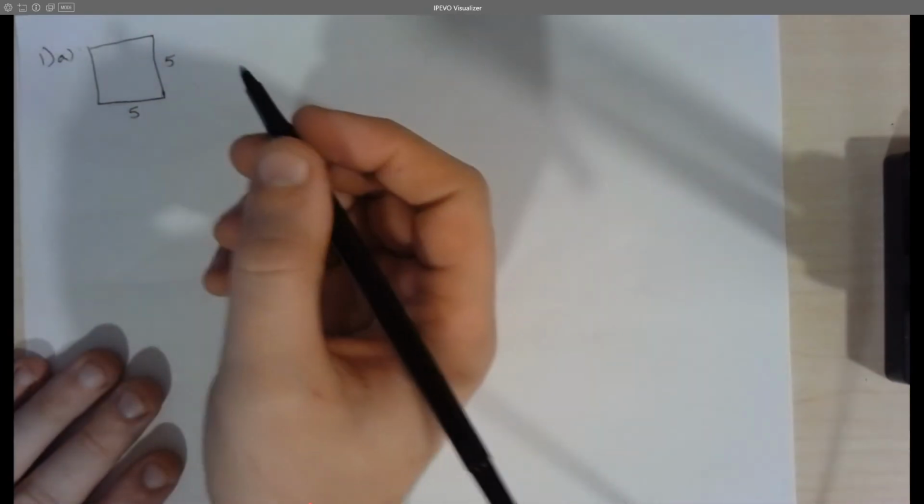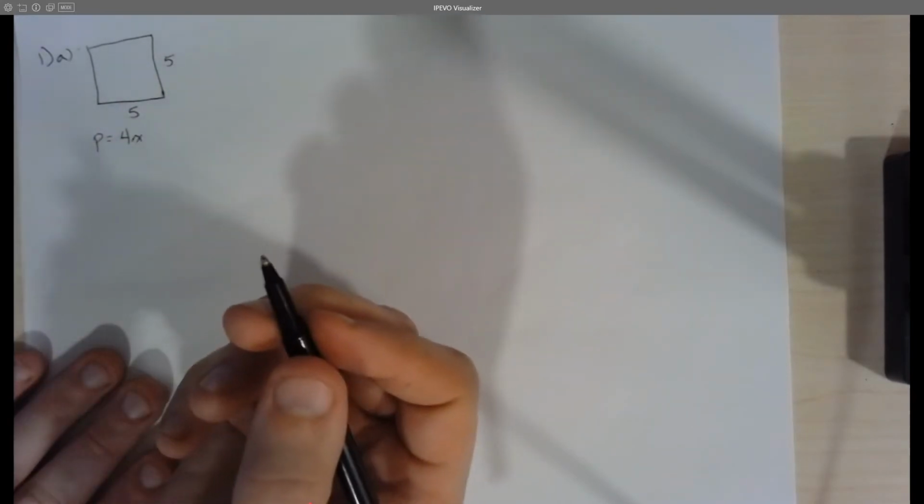Let's start off with perimeter. Perimeter is just the distance around. So remember that perimeter equals 4 times the side length, or 4x. In this case, the side length is 5, so perimeter is 4 times 5, which is 20 centimeters. Remember that with perimeter, it's just centimeters, not squared at all.